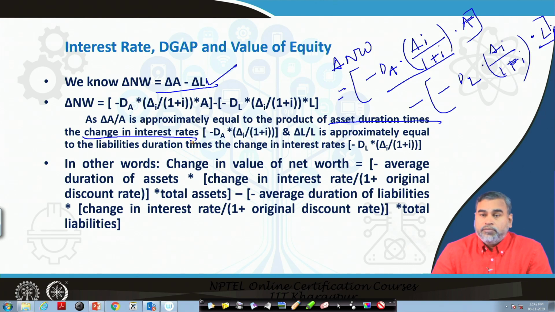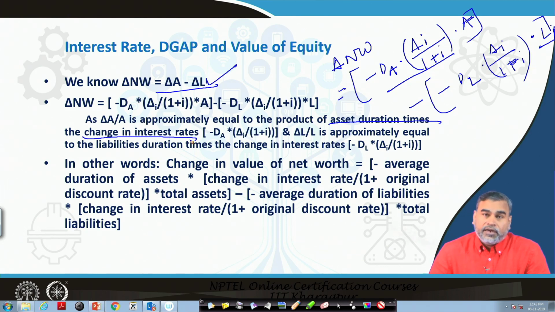The logic is basically brought from the definitions of the durations. The duration is nothing but your delta P by P. Whenever we try to find out the first order derivative of this particular price, then we get this duration from this. Using that concept, you already know that your delta A by A is nothing but minus dA into delta I by 1 plus I, and if you are trying to find delta A, it is nothing but multiplied by A.